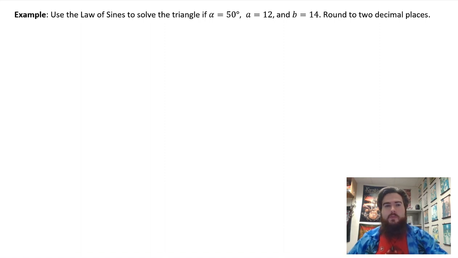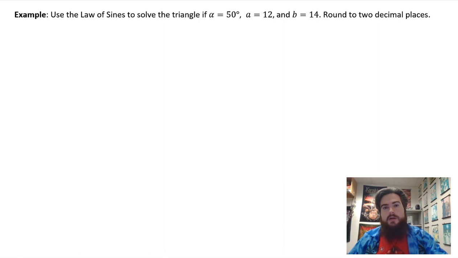In this example, we will use the law of sines to solve the triangle if alpha equals 50 degrees, a is equal to 12, and b is equal to 14. We'll round to 2 decimal places. When the question asks us to solve the triangle, what that means is that it's asking to solve for all missing values. That would include any missing angle measures as well as any missing side lengths.